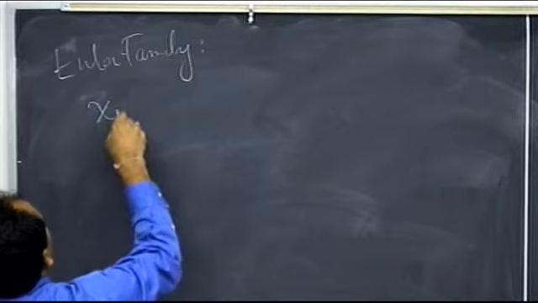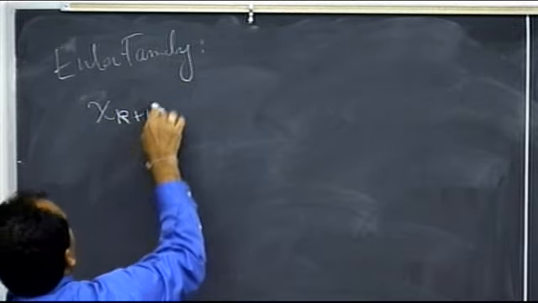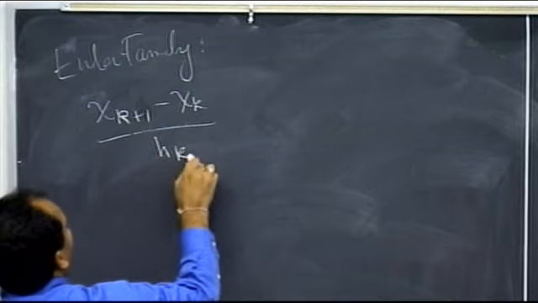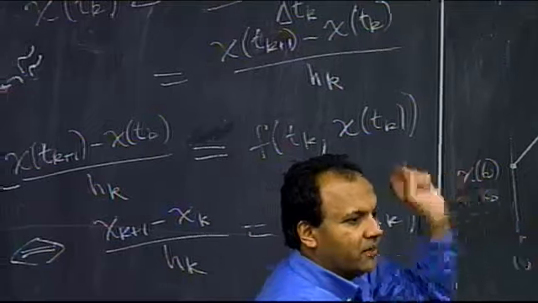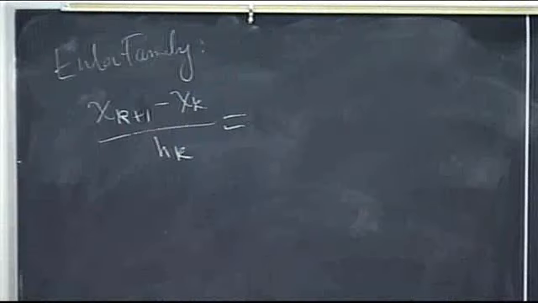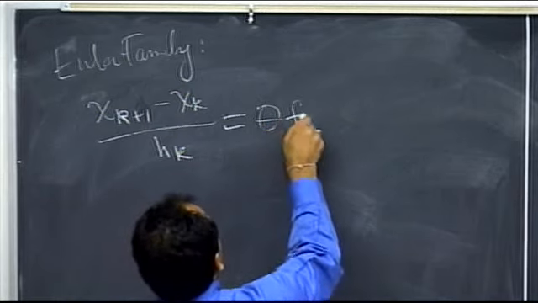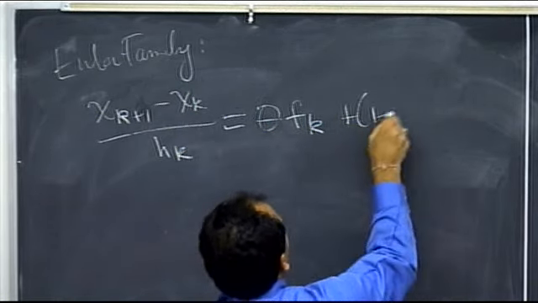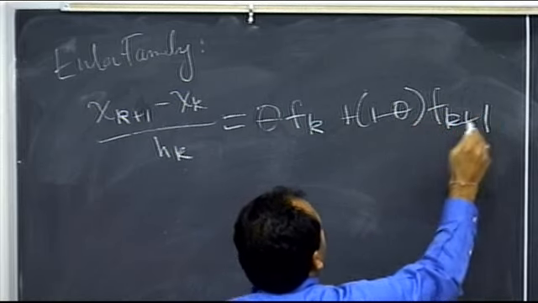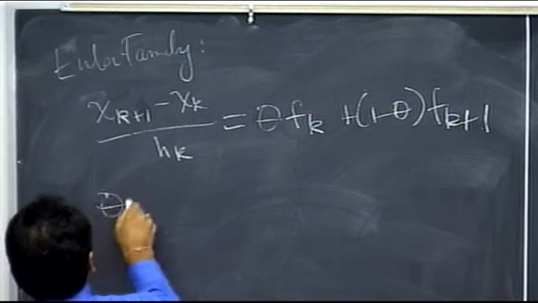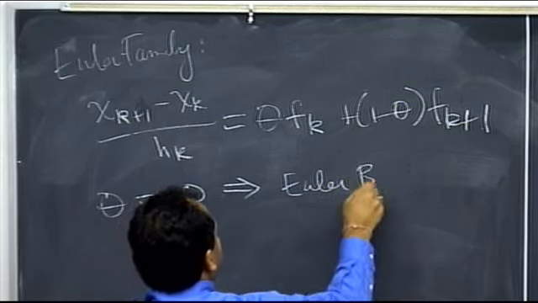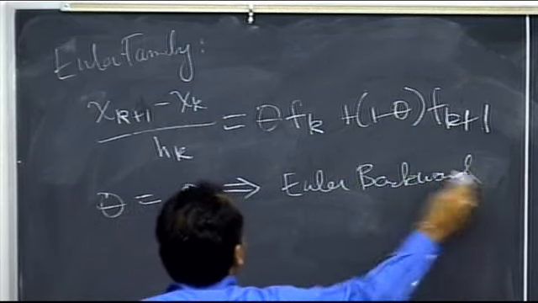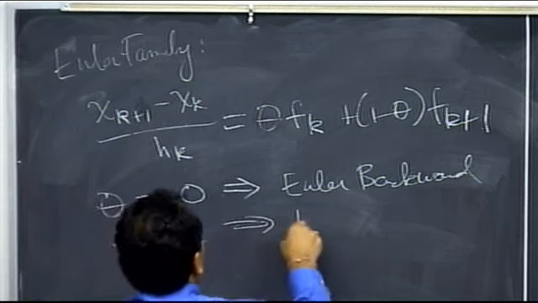The Euler family looks like this. You've got xk plus 1 minus xk, all divided by hk, is equal to, well, at one extreme, Euler forward, I just use the value of f at the current point. Euler backward, I use the value of f at the next point. So what we normally have is something that looks like this: theta times fk, I'm just going to abbreviate it, plus 1 minus theta times f k plus 1. Now, it turns out that if theta is equal to 0, you get Euler backward. If theta is equal to 1, you get Euler forward.